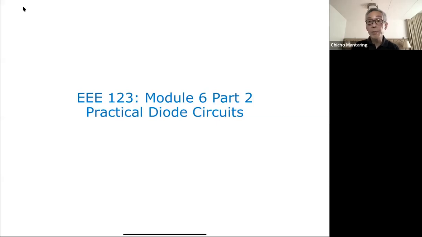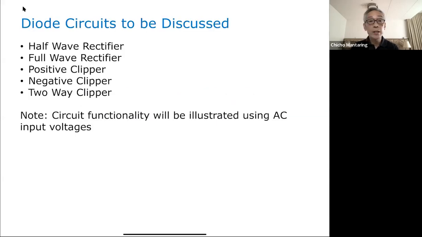Okay, what do I want to take up today? So this is what I'm going to do today. I'm going to discuss with you some very common and practical diode circuits. Now, these are usually employed using alternating current inputs. So usually AC yung input nito mga circuits na to.